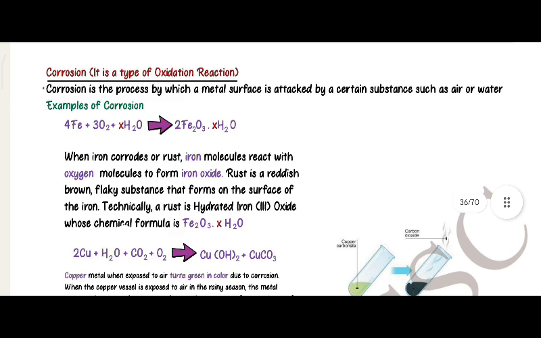Corrosion is a type of oxidation reaction. Corrosion is a process by which a metal surface is attacked by a substance such as air or water. Example of corrosion: 4Fe plus 3O2 plus x H2O gives 2Fe2O3 plus x H2O.